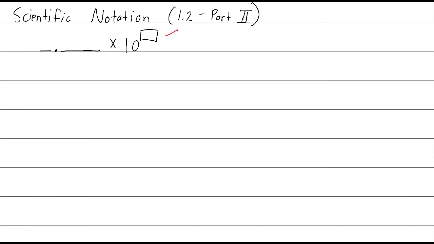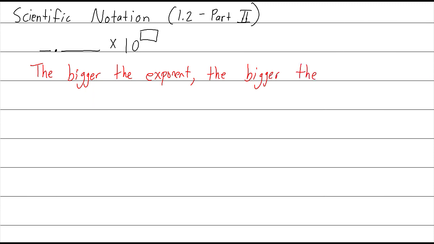The bigger the exponent, the bigger the value, or the number. And when I say bigger, what I'm referring to is not necessarily in the grand scheme of things, because technically 1 is bigger than -1, or -10, or -100. That's not what I mean.